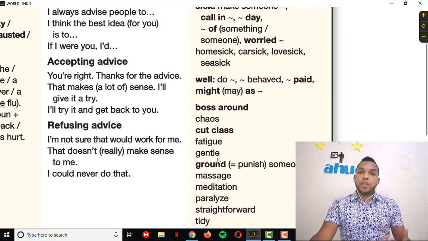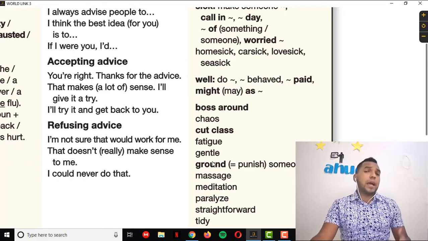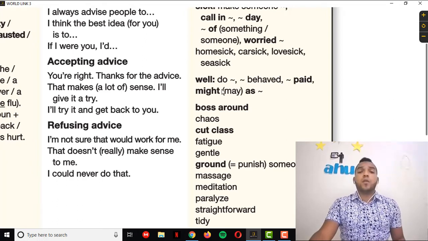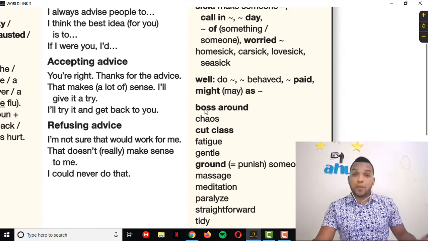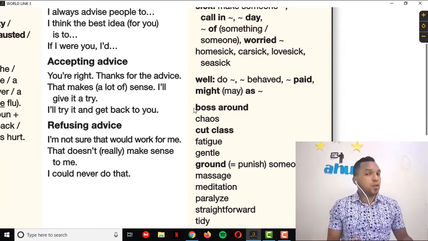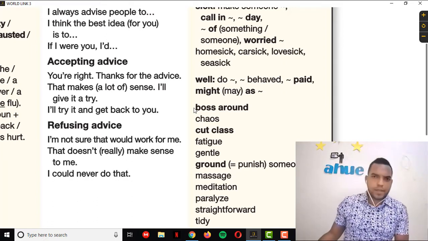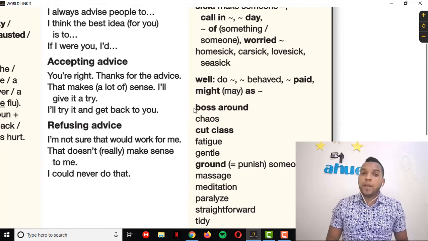Gentle. Gentle is when a person, or actually a man, is a really kind person who, for example, gives you the seat or says, hey, good morning, how are you doing today? Would you like a cup of coffee? Please sit down, make yourself at home. So that is a gentle person.